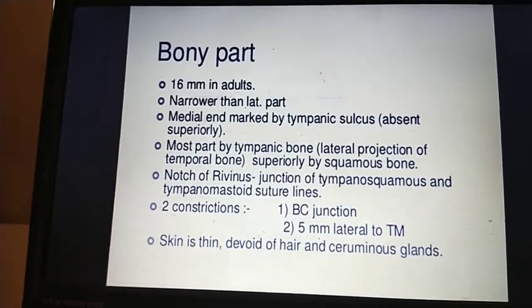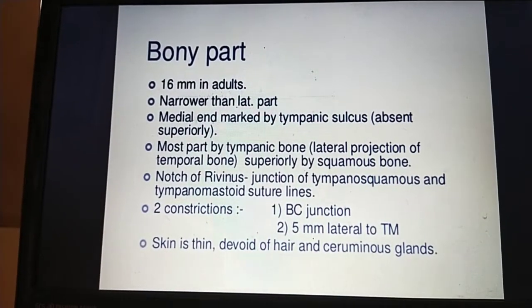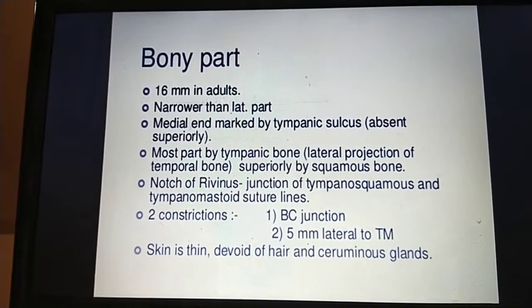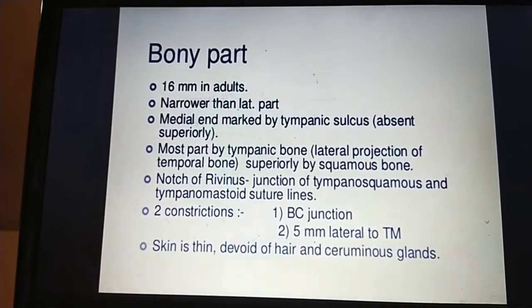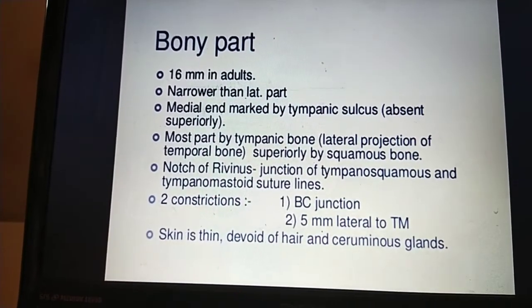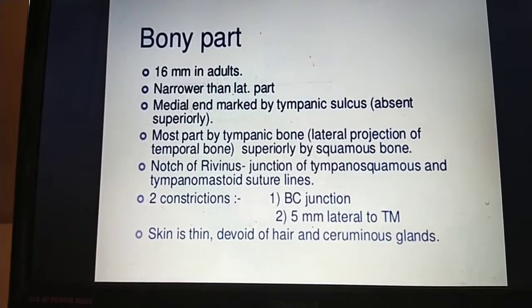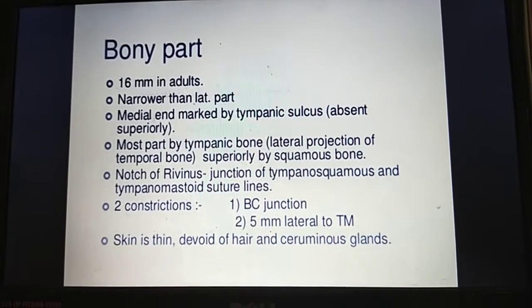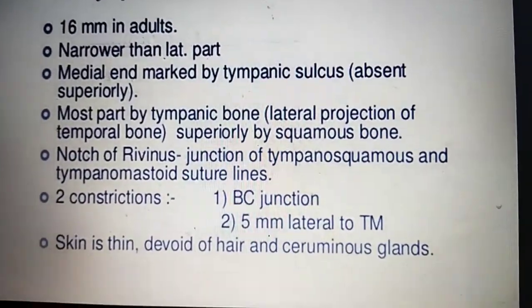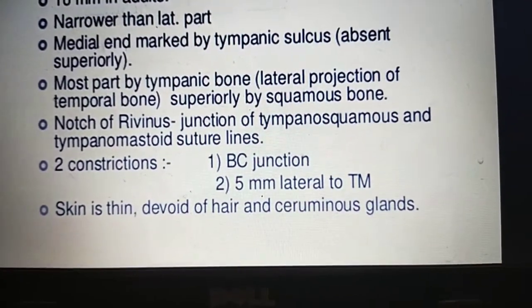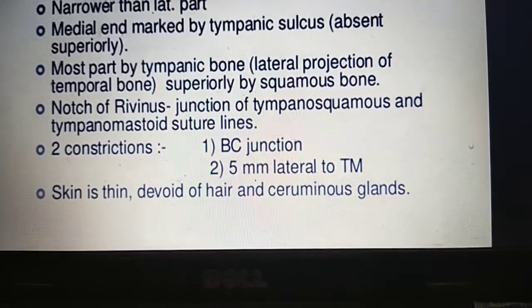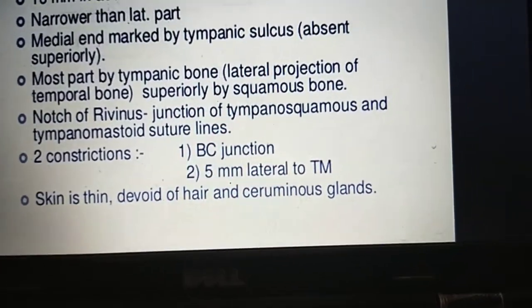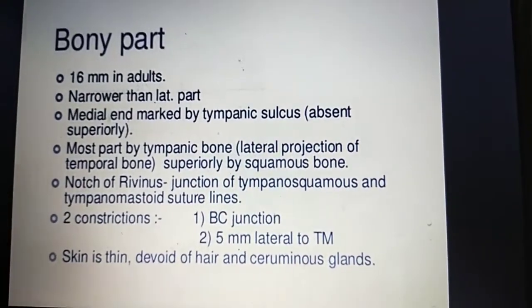It has two constrictions: at the BC junction, and 5 mm lateral to the tympanomembrane junction. The skin is thin and devoid of hair and ceruminous glands. Here BC means bony and cartilaginous junction, and 5 mm lateral to TM means tympanic membrane. Okay, we can go for the next slide.